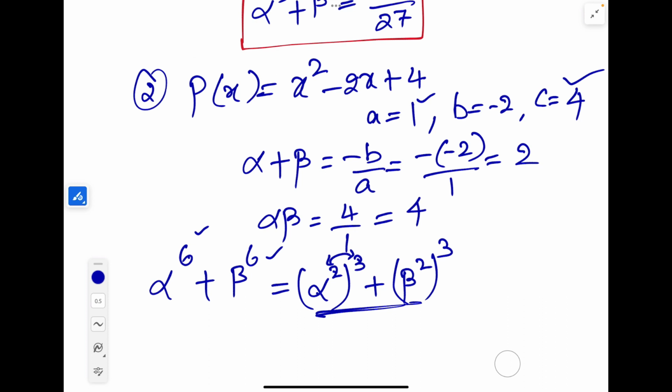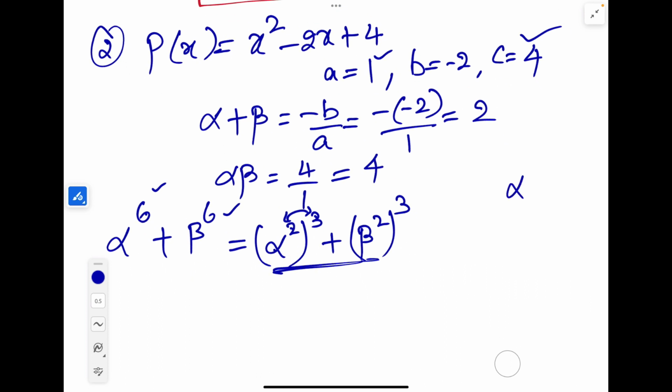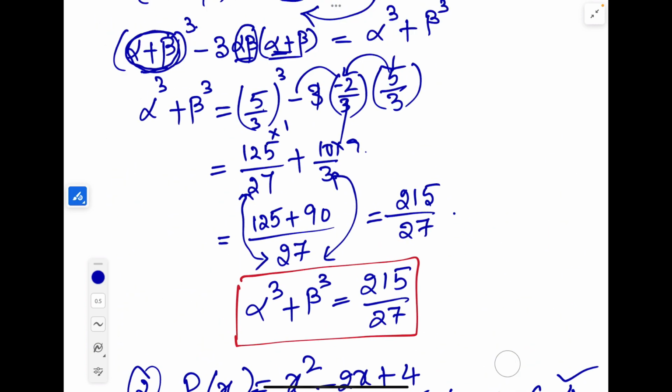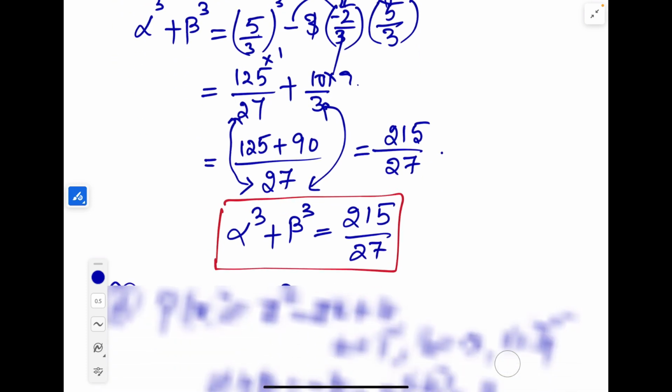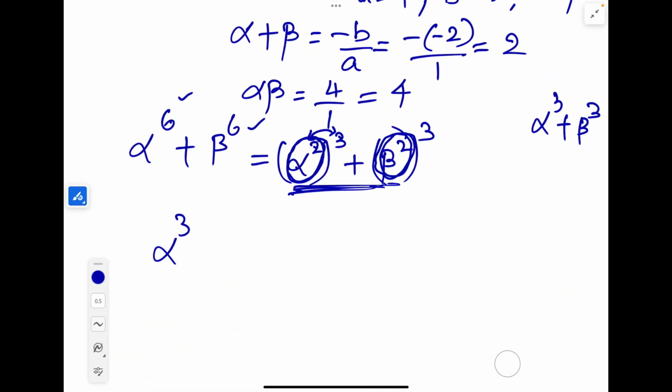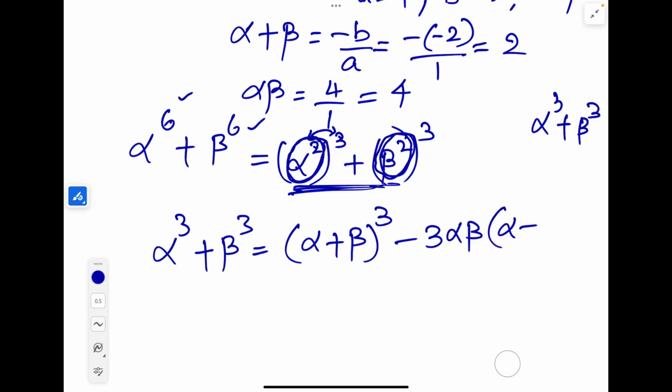So why am I writing like this? Because just now in the previous question, we have done a sum alpha cube plus beta cube. If you try to visualize here, this part was alpha in the previous question, this part was beta. Now in this particular question, in place of alpha we are having alpha square, in place of beta we are having beta square, but the identity we can use the same, right? Already we have written the identity, so let us first copy this identity what we have written. Alpha cube plus beta cube is nothing but alpha plus beta whole cube minus 3 alpha beta into alpha plus beta.